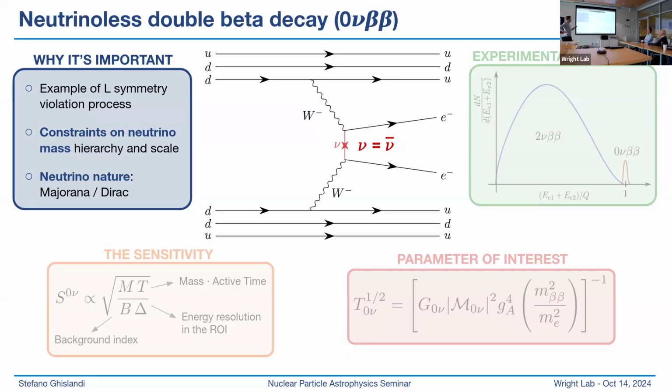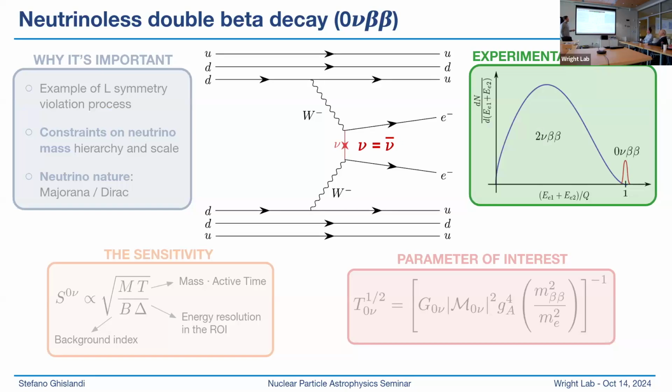So to start, neutrinoless double beta decay. This is the Feynman diagram. You have two neutrons becoming two protons and ejecting two electrons only, no neutrinos. And this is possible only when there is a virtual exchange of a Majorana neutrino, so neutrino and anti-neutrino are the same from the wave function point of view. So if you can observe this, you're actually assessing the Majorana nature of neutrinos. And this is also very helpful to constrain both the neutrino mass hierarchy and the absolute scale. And it's very important for the standard model, for beyond standard model searches, because it's an example of lepton-number symmetry violation process.